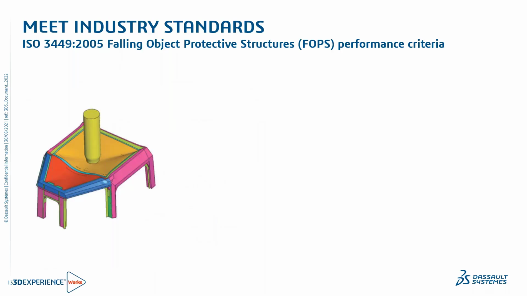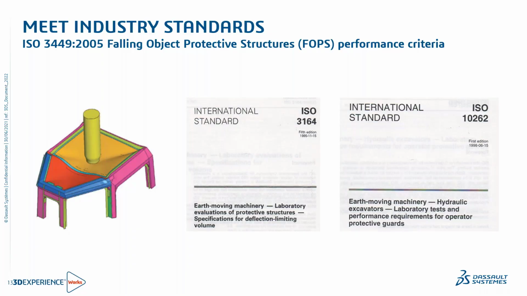So another thing they have recently wanted to address is what we call ROPS or FOPS, that is, rollover protective structure or falling object protective structure. They wanted to understand how this can be done virtually rather than depending on physical prototyping. Here they utilized two standards: ISO 3164 as well as ISO 10262.